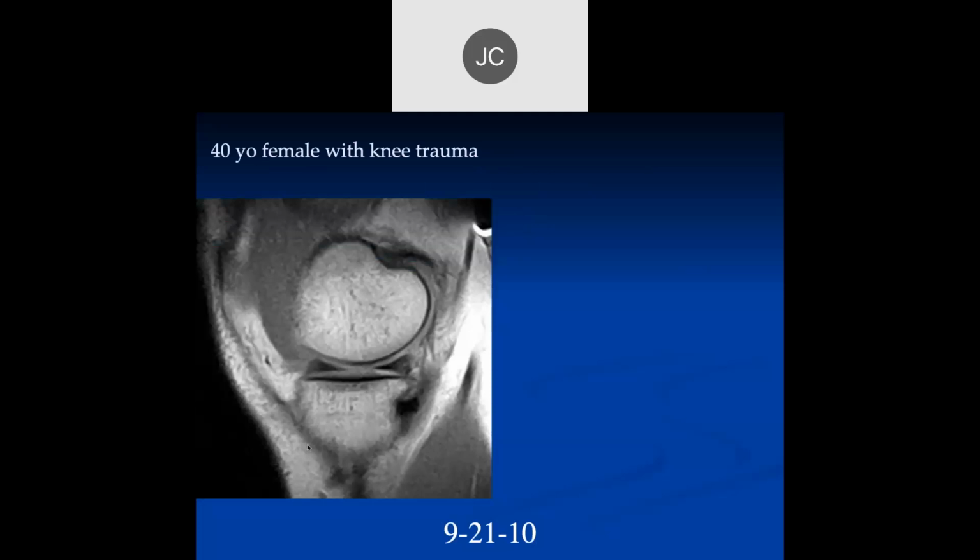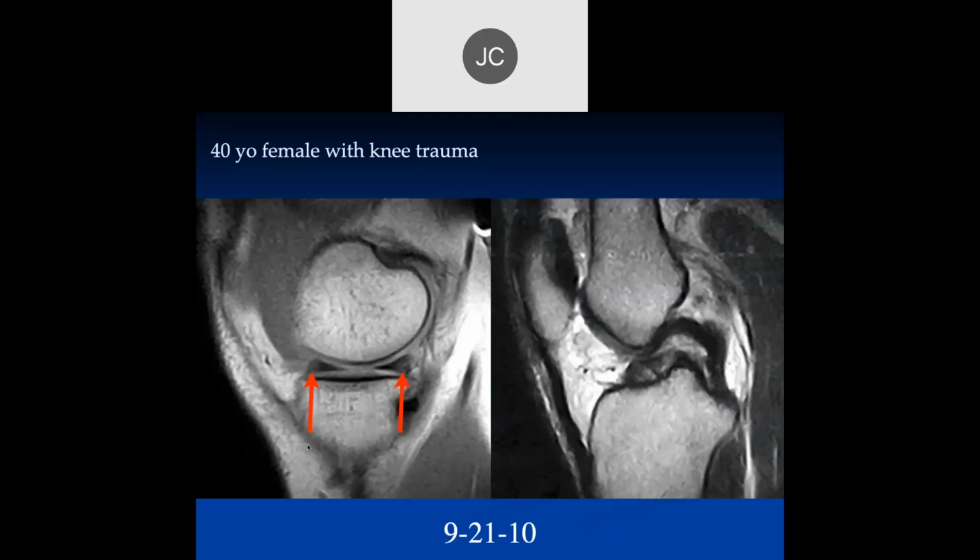Next, a 40-year-old female with knee trauma. So we've got a little signal there in the meniscus. What's going on there? Looks like some intermediate signal. So some intersubstance degeneration. Okay, here's a sagittal image. What's this something in the notch? That's a displaced anterior cruciate ligament that was torn and inferiorly displaced.